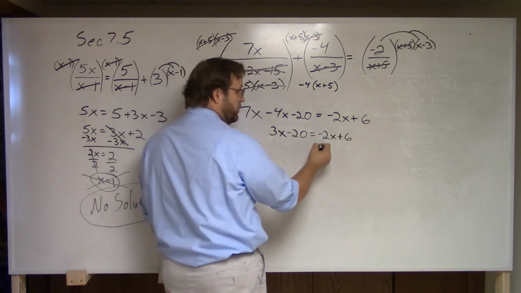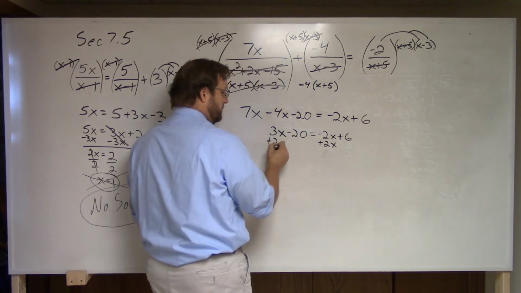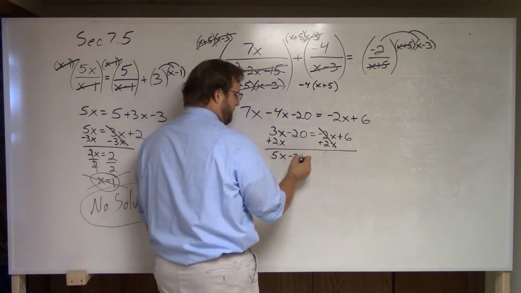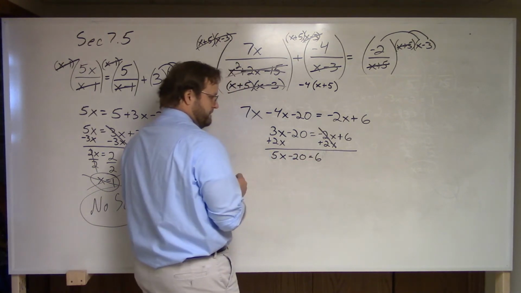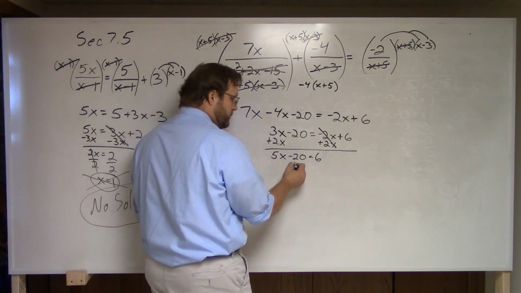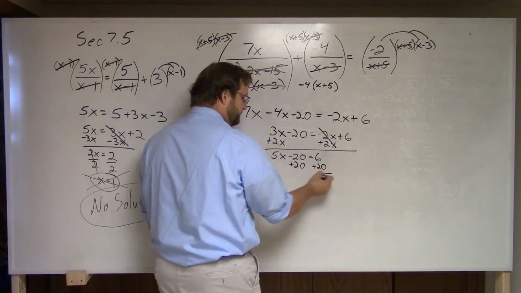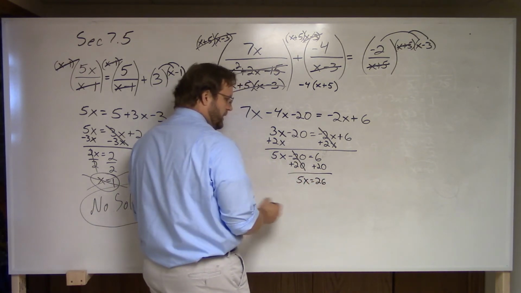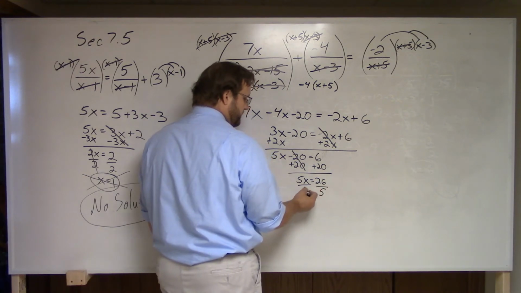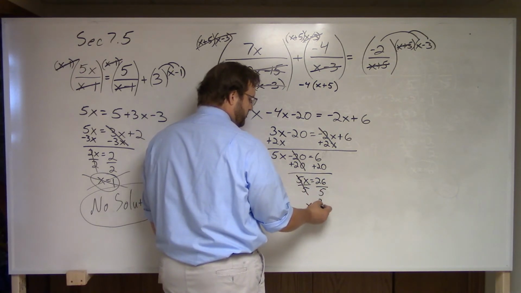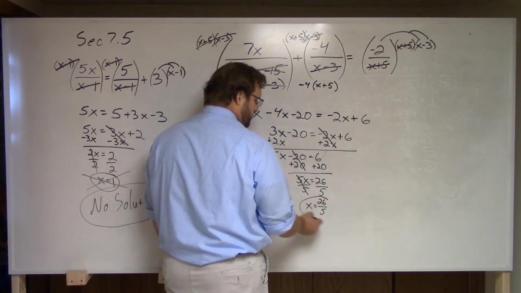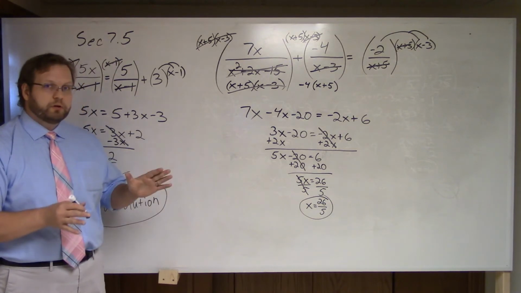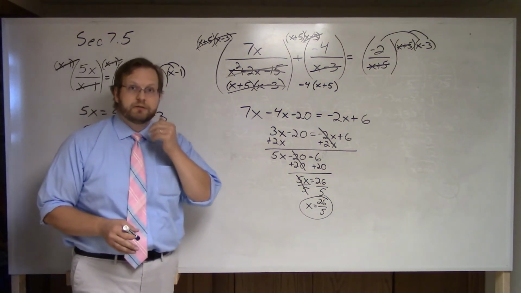I then get the variable on one side. I then undo that minus 20 with a plus 20. And then I divide by 5. And there's my answer. Okay? So, remember, there's variables in the denominators. I need to check for those zeros.